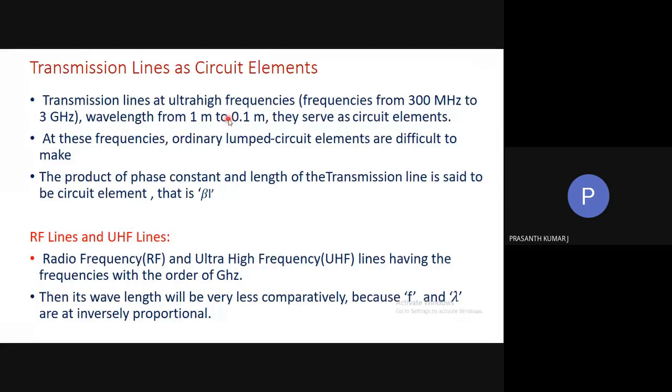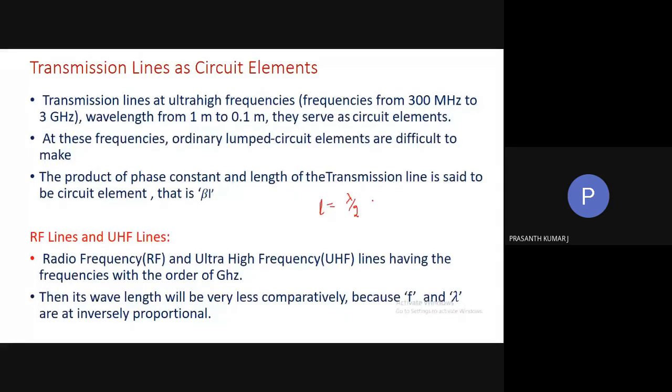Generally, they are used at high frequencies only. See here, transmission lines at high frequencies serve as circuit elements. Even when you are designing an antenna, the length of the antenna should be lambda by 2. Why are we taking the length as lambda by 2? Is there any specific reason?